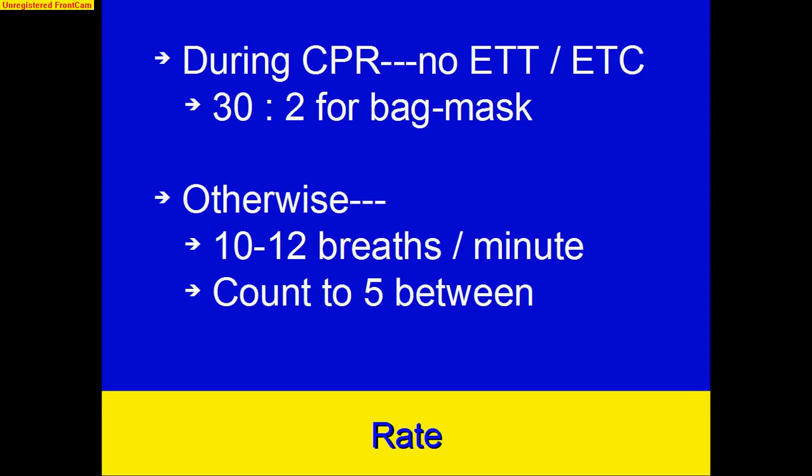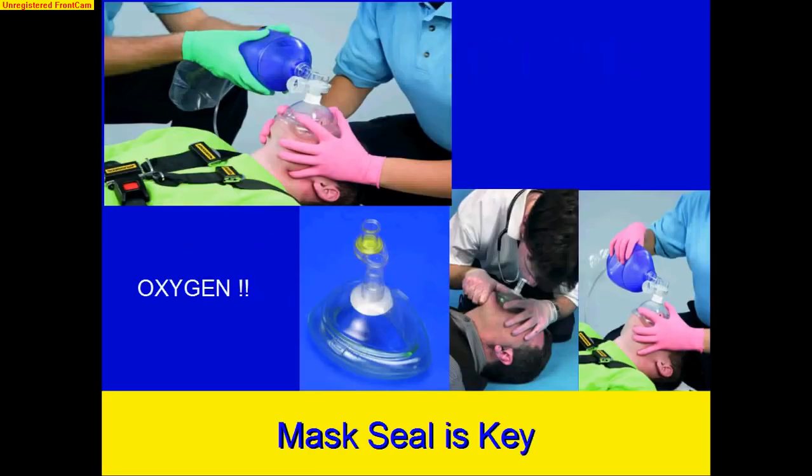Speaking of rate, during CPR, when there's no advanced airway in place, no endotracheal tube or ETC combi tube, we're going to do 30 compressions, and then we're going to pause for 2 ventilations with bag valve mask. Any other time, when we are not doing CPR, or when we do have an advanced airway in place, we're going to give breaths at a rate of 10 to 12 per minute, so essentially once every 5 seconds. So you ventilate, you count to 5, you ventilate again.